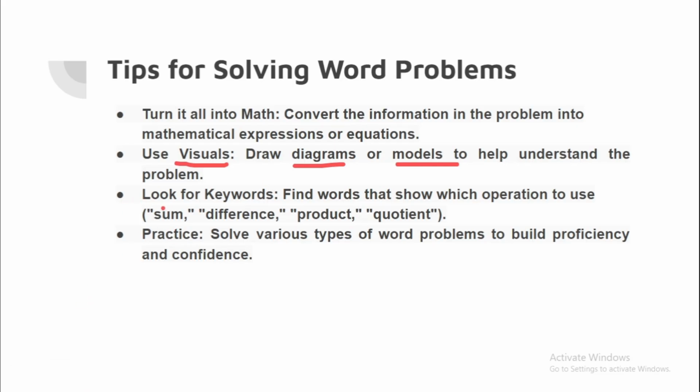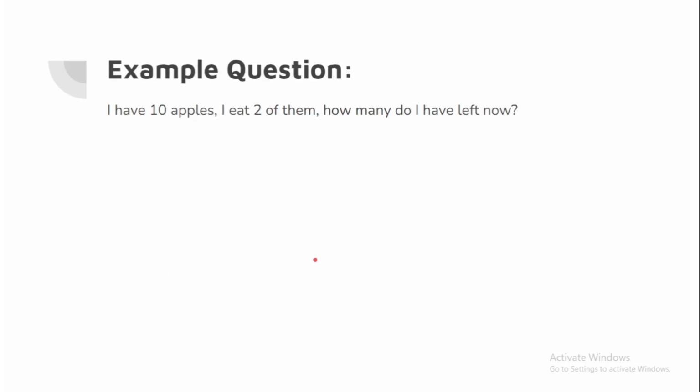Very big thing, like the only reason how you can solve word problems: look for keywords. These just mean like sum. We know that sum means addition. We know difference means subtraction, product means multiplying, quotient means dividing. And another big one, guys, shocker, practice. When you practice, it can build proficiency and also confidence. So everything will just be easier for you overall.